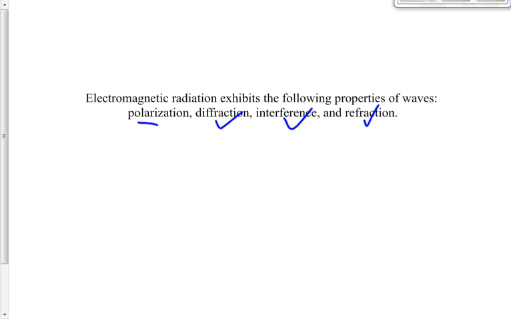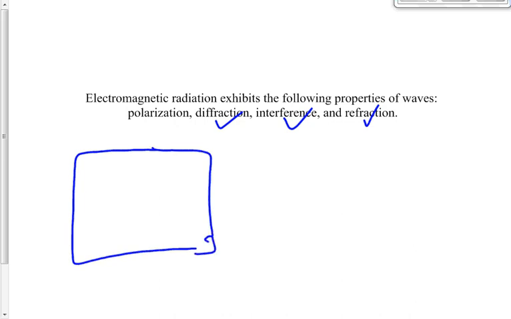Finally, polarization. That's the one that you've probably heard of before, but don't really know what it is, because we haven't talked about that in physics 20. Polarization is also a property of a wave. Let me give you a little analogy here for a second.